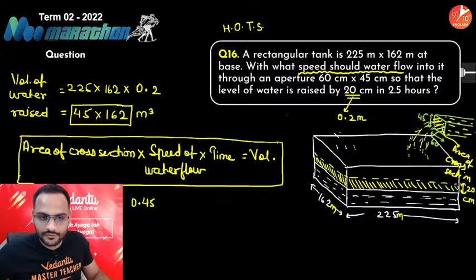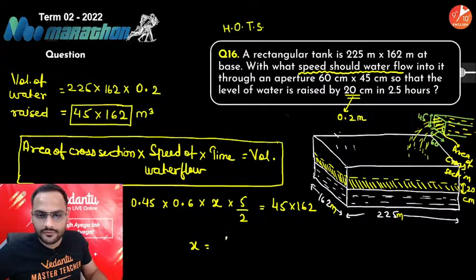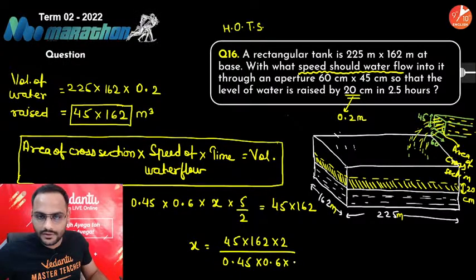So 0.45, because we have to convert it into meters, into 0.6, speed of water flow is, let's say, x. Time, it is given it was flowing for 2.5 hours. So 2.5 hours, or you can say 5/2 hours, is equal to volume, which is 45 into 162. So you'll be getting x as 45 into 162 into 2 divided by 0.45 into 0.6 into 5.